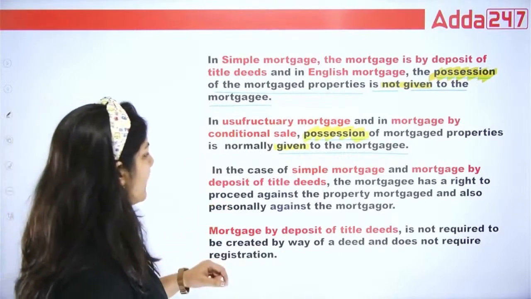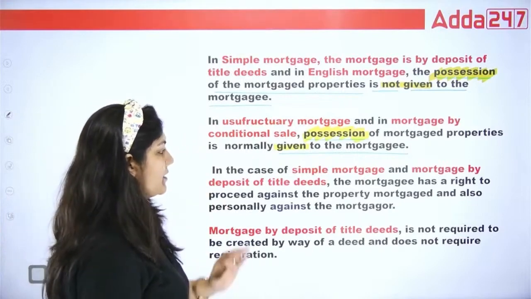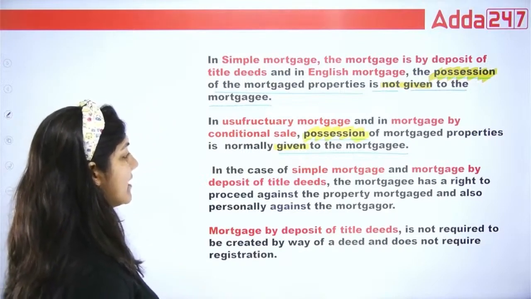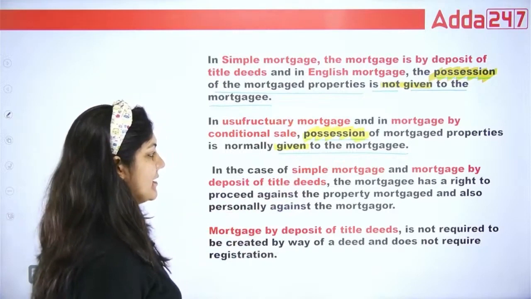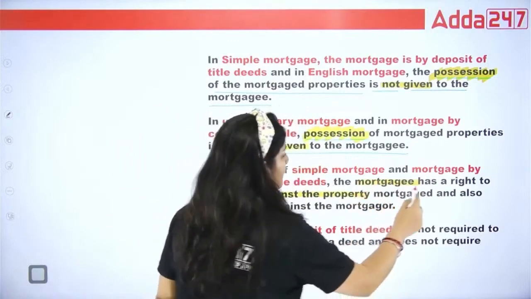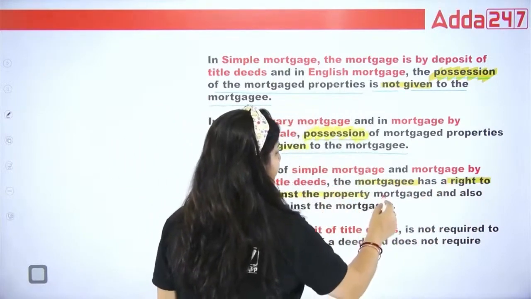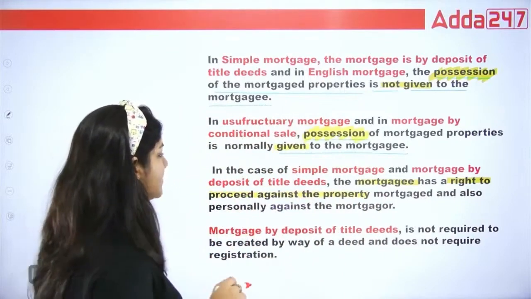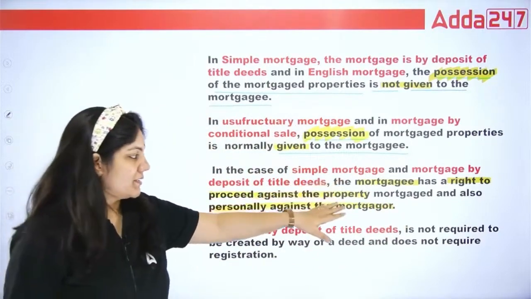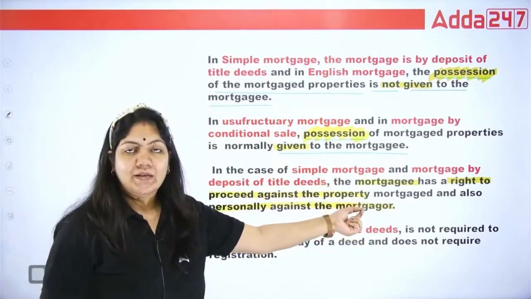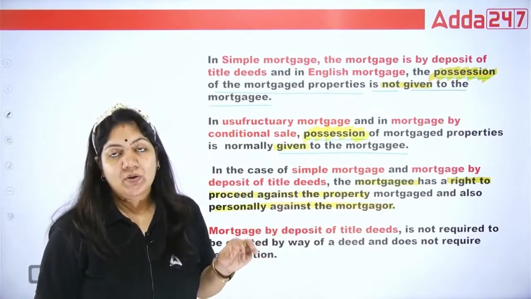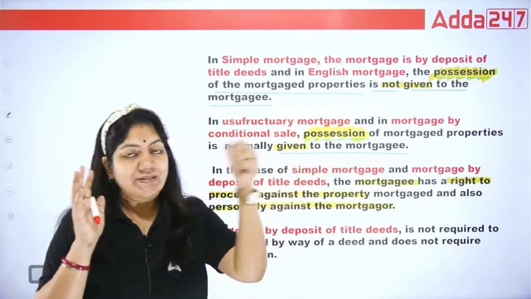In the case of simple mortgage and mortgage by deposit of title deed, the mortgagee has the right to proceed against the property mortgaged, and also personally against the mortgagor. It means in these two mortgages, the mortgagee can personally approach the mortgagor and tell him to give our money, because we know that the mortgagor is a person who takes money from whom?